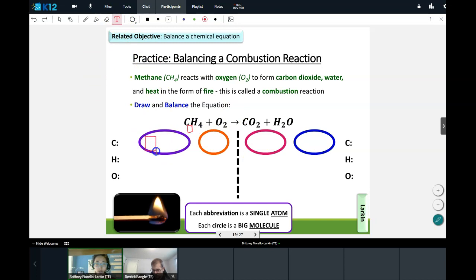Blanks don't mean 0. Correct, they mean 1 carbon. And how many hydrogens are in CH4? Look at that subscript. Yes, there are 4 of them, so let's draw those in. Now, O2 we already did on the last slide, so that is 2 oxygens.